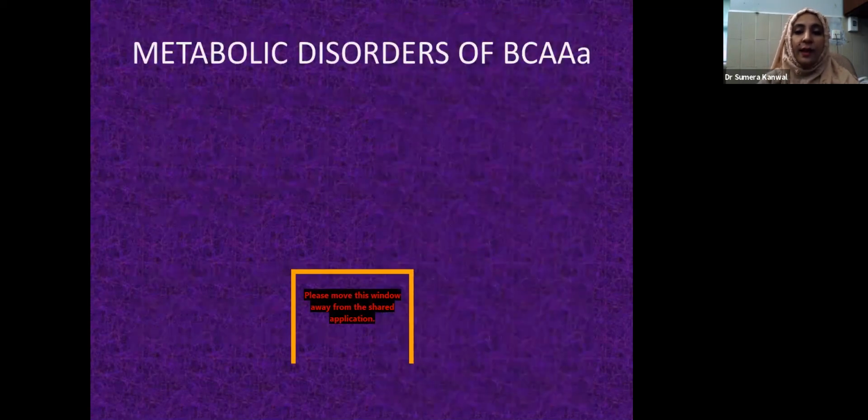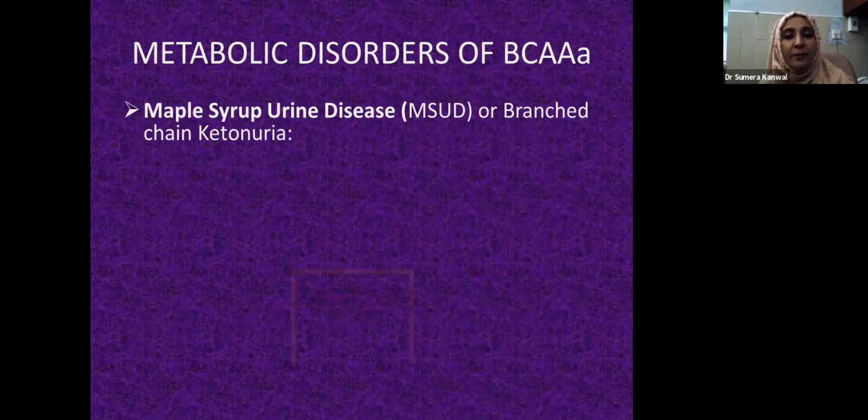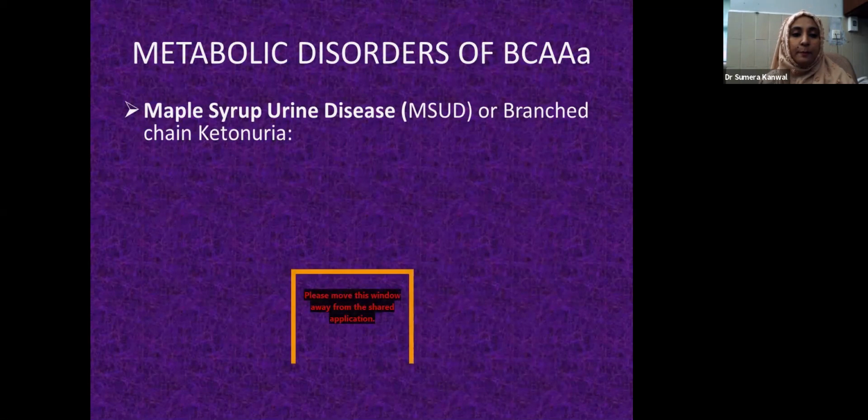Metabolic disorders that are associated with branch chain amino acids. The first and the most common or important one is maple syrup urine disease, MSUD, also called branch chain ketonuria. The accumulation of branch chain keto acids in blood as well as in urine. In branch chain ketonuria, the keto acids that come from the catabolism of branch chain amino acids accumulate in the blood as well as in the urine.